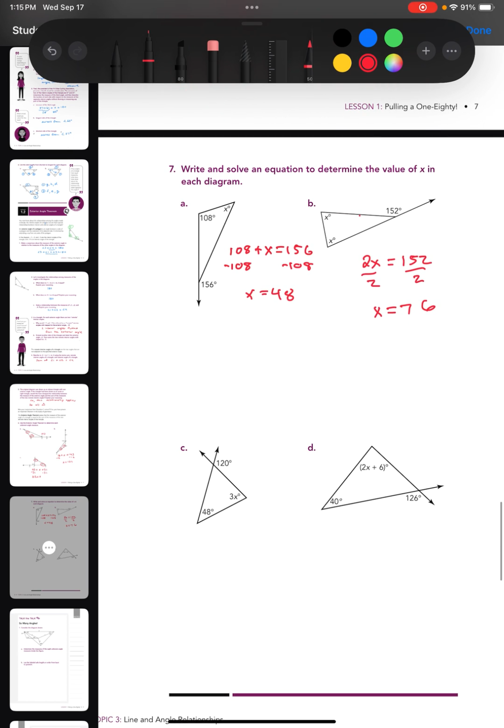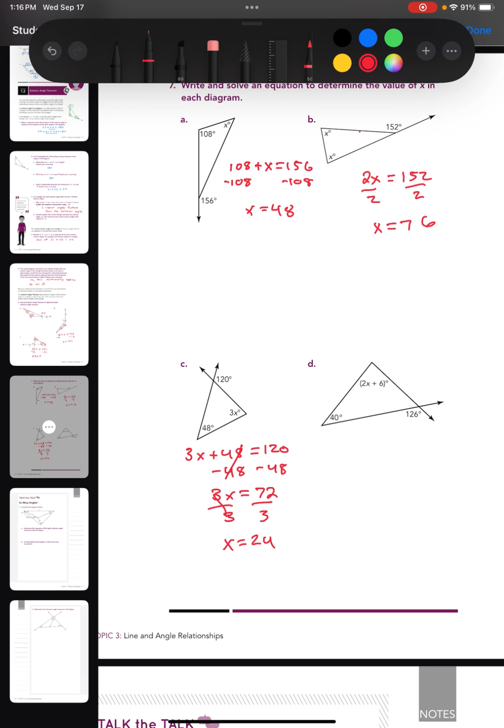Okay, if you move down to C, a little bit harder equation again to solve. We got 3x plus 48 equals 120 when we add those two remote interiors. So we got 2 steps to solve this equation. We're going to subtract 48, which gives us 72, and then we're going to divide by 3. And we will find that x is equal to 24.